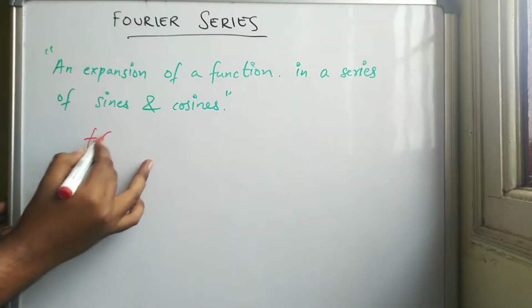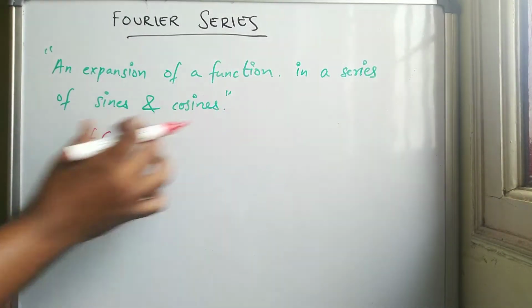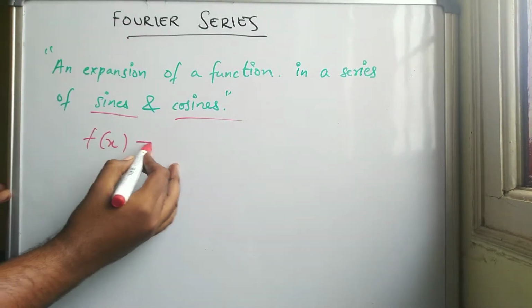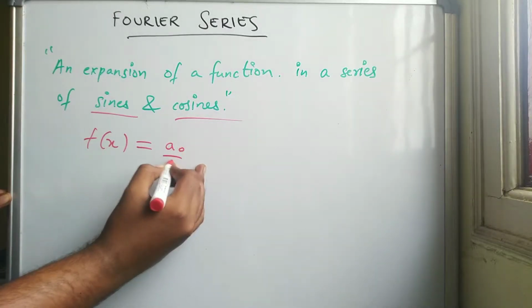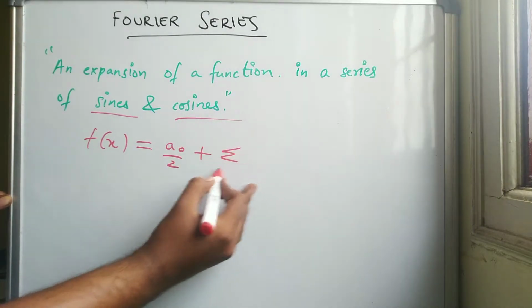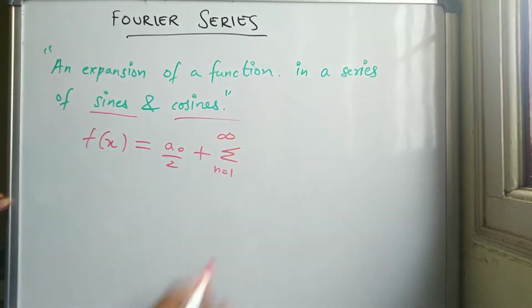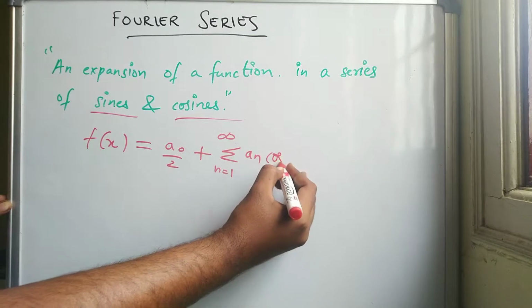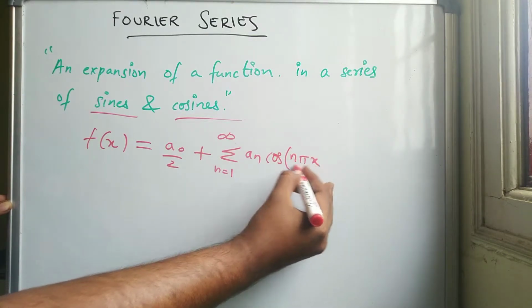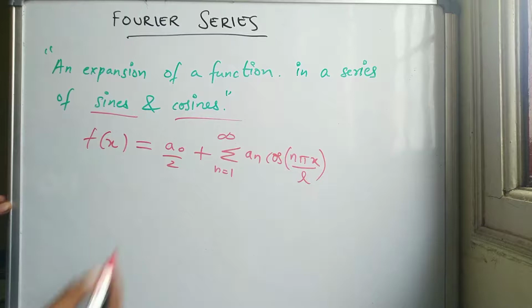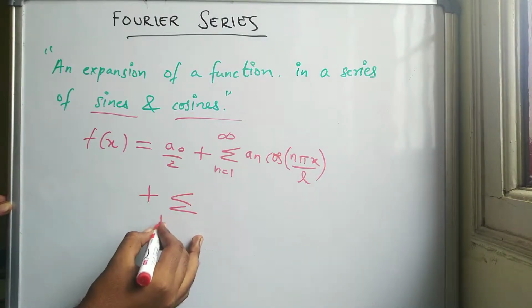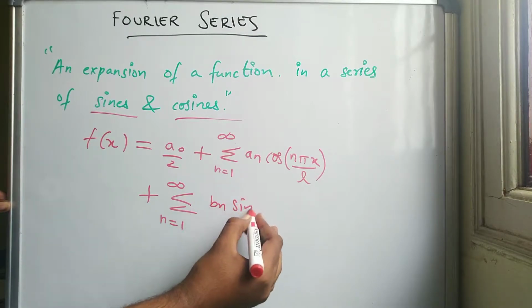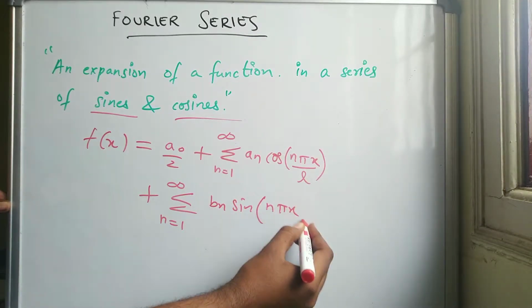You take any function f of x, in a series of sines and cosines. In terms of what sines and cosines? So f of x we can write as a0 by 2 plus summation of n equal to 1 to infinity an cos n pi x by l, plus summation of n equal to 1 to infinity bn sin n pi x by l.